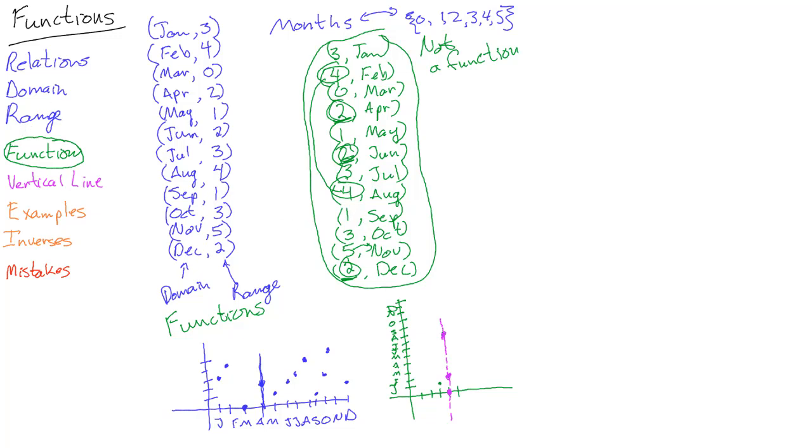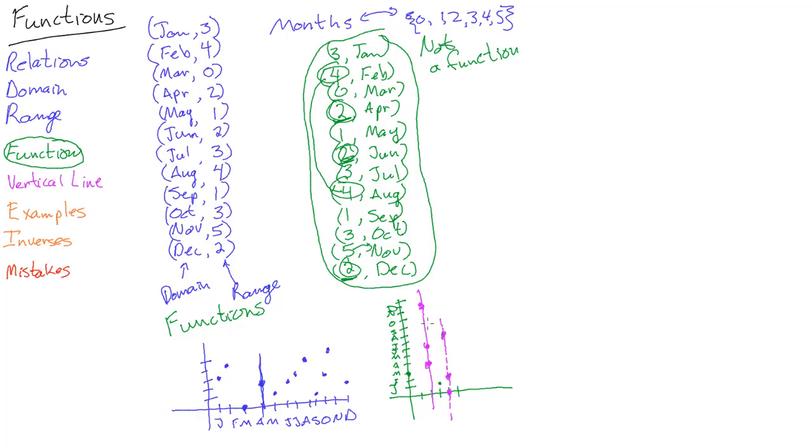Let's go back and look at the other ones. So 0 for March. I think there was only one of those. 0 for March was right here. Good. And then 2 for April, but 2 was for April, June, and December. So when we put those on, 2 was for April and June and December. So that vertical line had crossed 3 points. And that's the distinction. That's what makes it not a function.